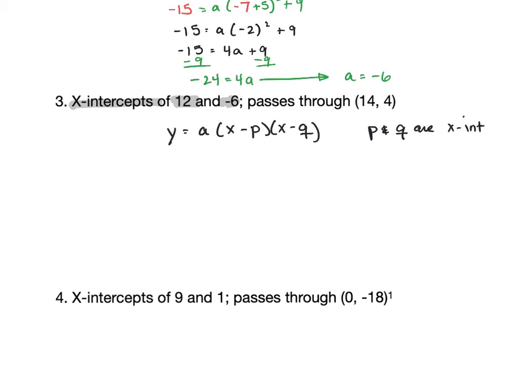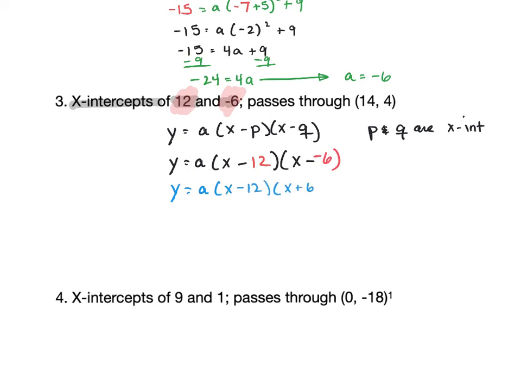All right, so we just have to do direct substitution again. Y equals a, x minus, what's my first x-intercept? Well, it is 12. And x minus, what's my second x-intercept? It is -6. Note that double negative again, so I'm going to do one more step right here just to clean it up.